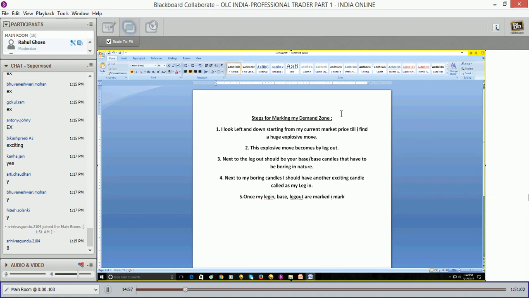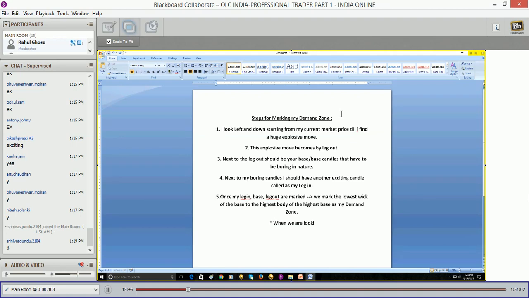we mark the lowest wick of the base to the highest body of the highest base as my demand zone.